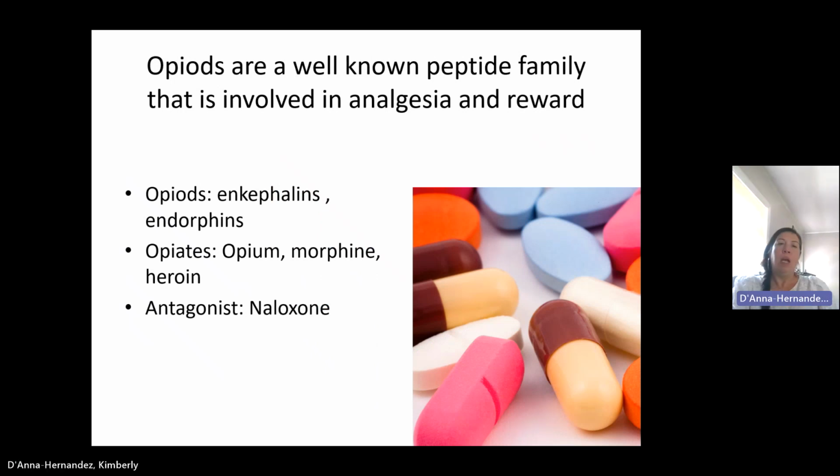Okay. So there are lots of peptide systems, don't get me wrong, and this just happens to be one of them. I don't know if it's our most common, but it's our most well-known: opioids. They're involved in analgesia and reward. That means pain relief, right, and rewarding. So things like enkephalins, endorphins.